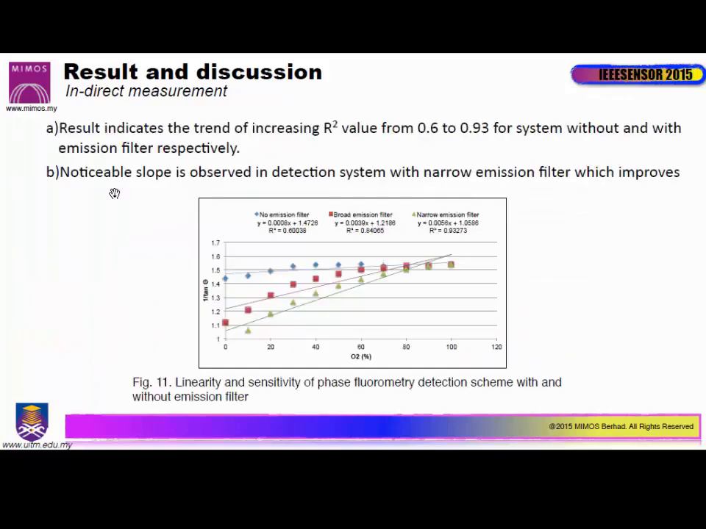So again, to quantify this performance, we plot this graph, and we notice a big improvement with respect to the slope of the sensor performance. This is without emission filter at all, and this is with broad emission filter, and finally this is with narrow emission filter, which indicates that by including the narrow emission filter, we will be able to improve the performance of the sensor and also the detection scheme.